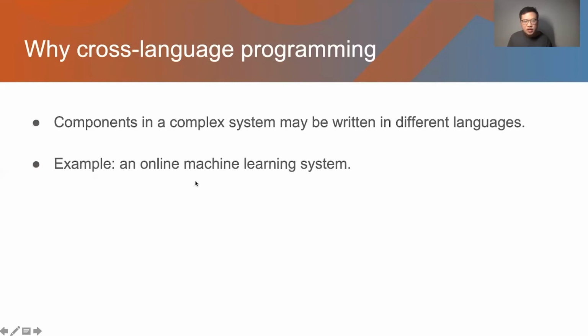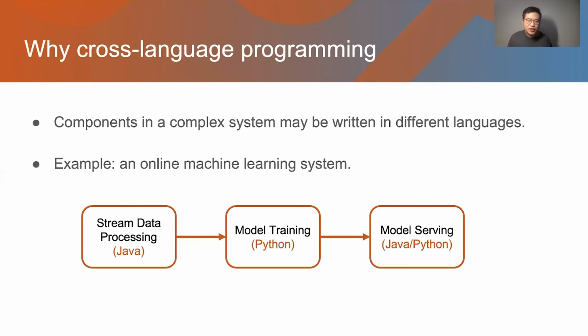For example, an online machine learning system usually consists of three parts. The first one is a stream data processing module, which is written in Java. And in the middle, we have a model training module, which is usually written in Python. And at the end, we have a model serving module, which is sometimes written in Java, sometimes written in Python, depending on a company's tech stack.